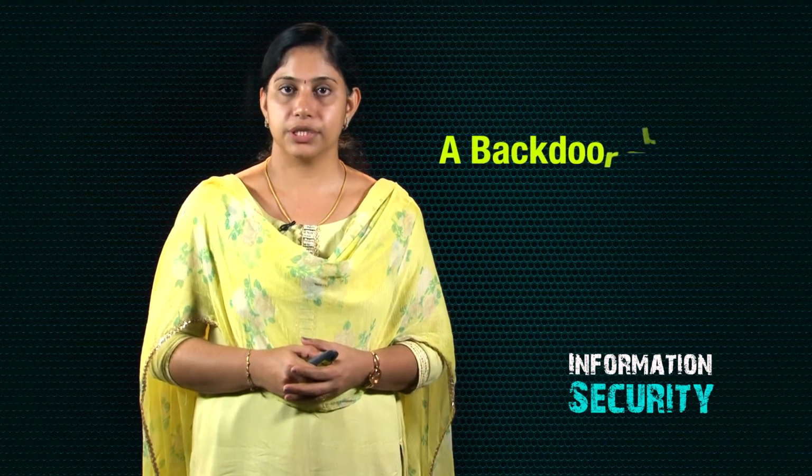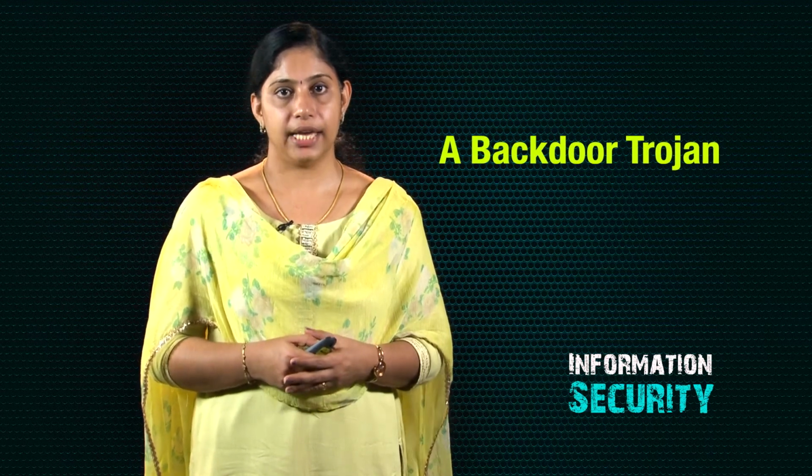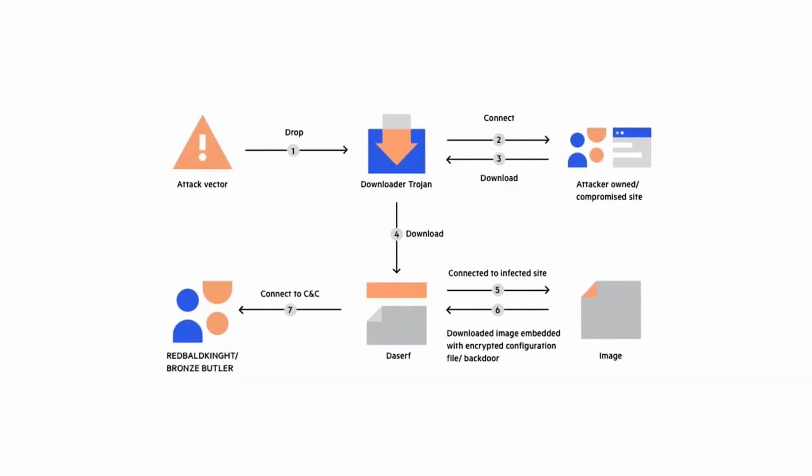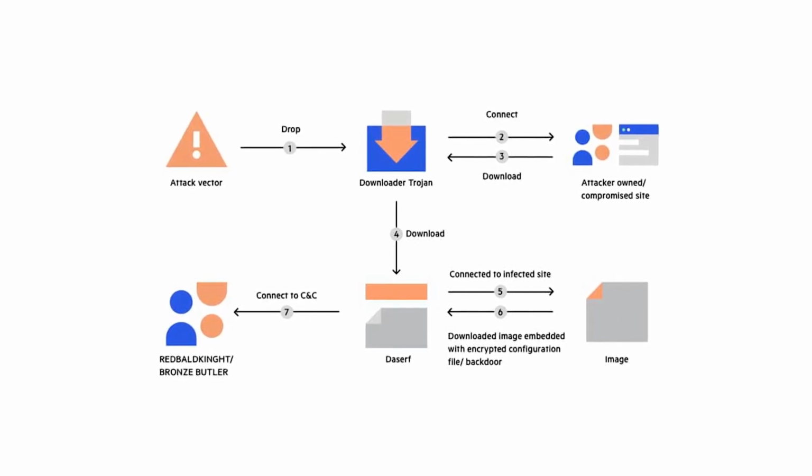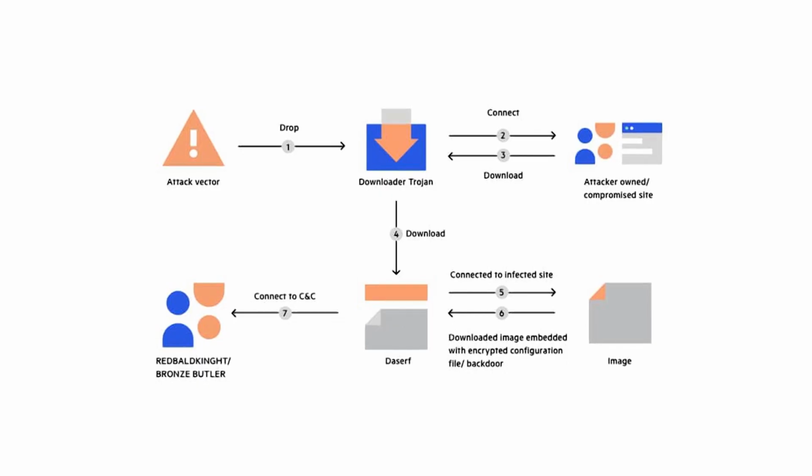A backdoor Trojan. A backdoor Trojan enables an attacker to gain remote access to a computer and take control of it using a backdoor. This enables the malicious actor to do whatever they want on the device, such as deleting files, rebooting the computer, stealing data, or uploading malware. A backdoor Trojan is frequently used to create a botnet through a network of zombie computers.